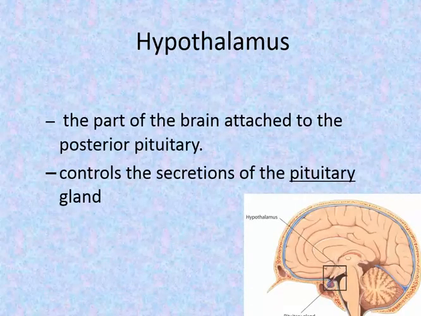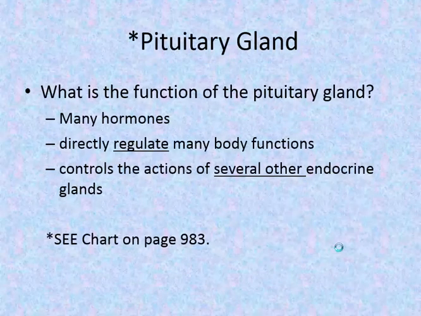So the hypothalamus is in the part of the brain attached to the pituitary, posterior to the pituitary. If you remember, anterior was the head, posterior was the bottom. So it's in the back of the pituitary gland. This is the pituitary gland right here, and then the hypothalamus is behind it, above it and behind it. There's a chart on page 983, and it gives you all the different things that the pituitary gland deals with, or has hormones for, and the functions that are regulated.